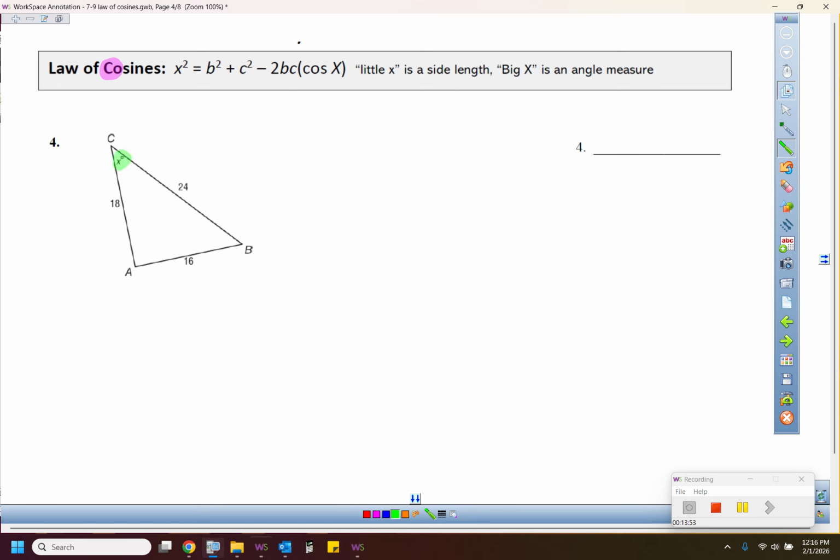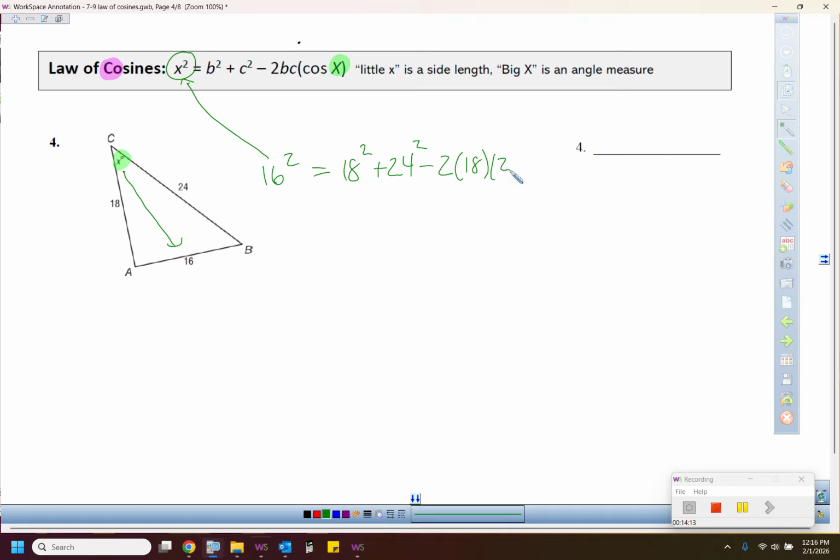He is an angle measure, and I care about who little x is. Little x is the side length across from him. So 16 is going in for little x, and then 18 and 24 are your B and your C. It doesn't matter which one's which. Then times the cosine of big X, which is unknown, right?